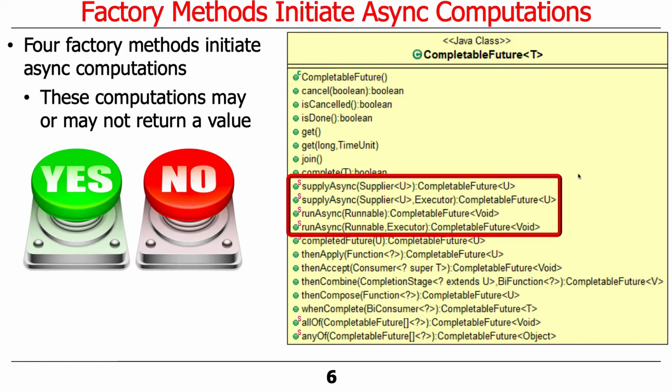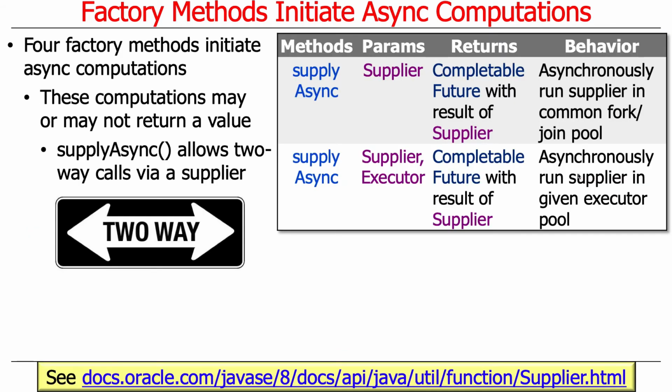The computations that are created with these factory methods may or may not return a value. It all depends on which of the variants of the factory methods that you happen to use. SupplyAsync is a factory method that allows two-way calls. In other words, a value will be returned back via a supplier. And you can see here that there's 2 different supplyAsync methods.